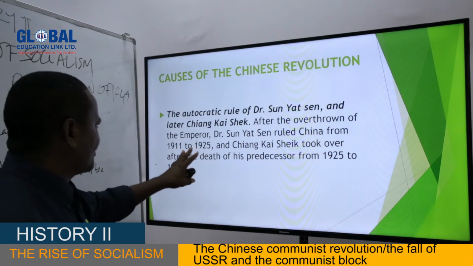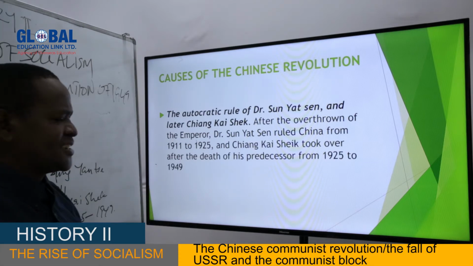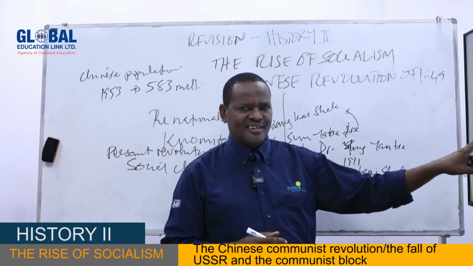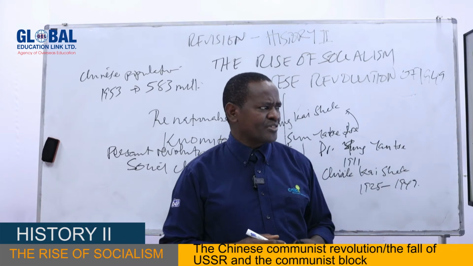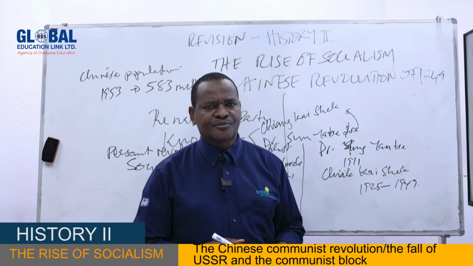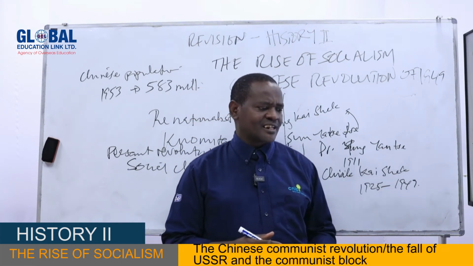So it's because of all this autocratic rule of Dr. Sun Yat-sen and later Chiang Kai-shek that the people of China wanted some changes. There was no democracy. Life of people was so bad and so on and so forth. So people wanted some changes because of the autocratic rule of these two last Chinese leaders, Dr. Sun Yat-sen and Chiang Kai-shek.